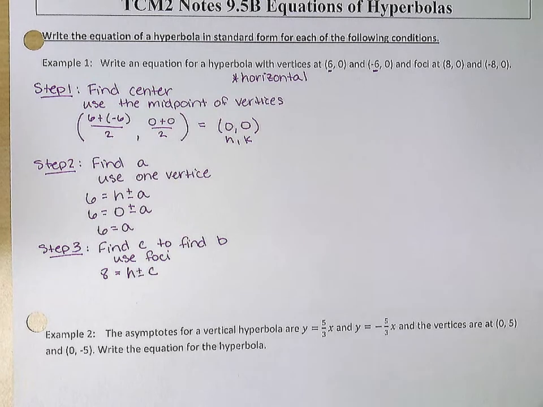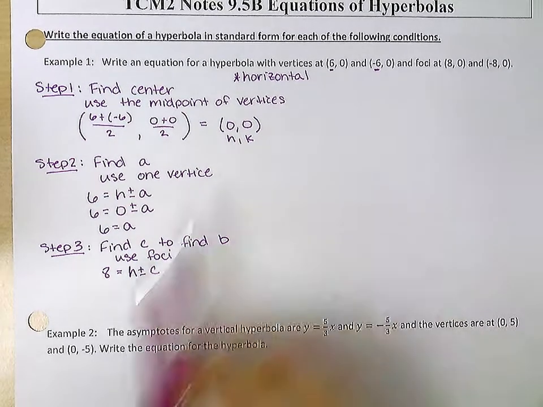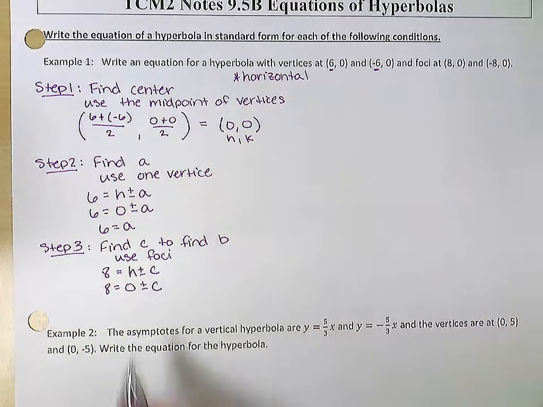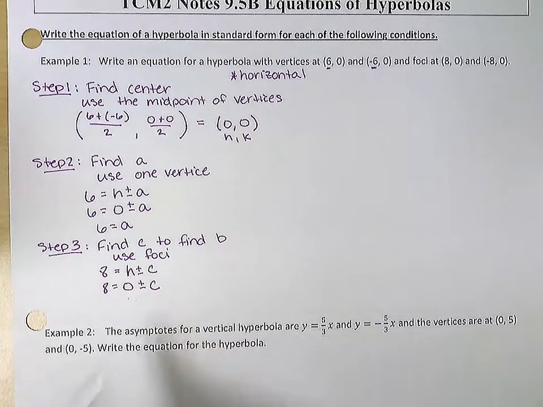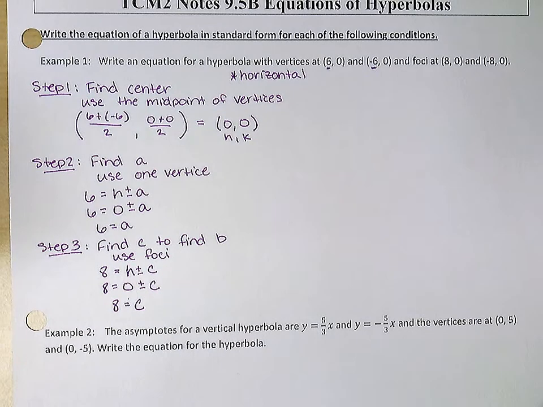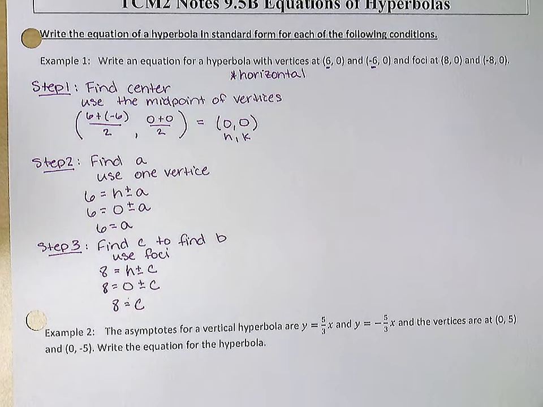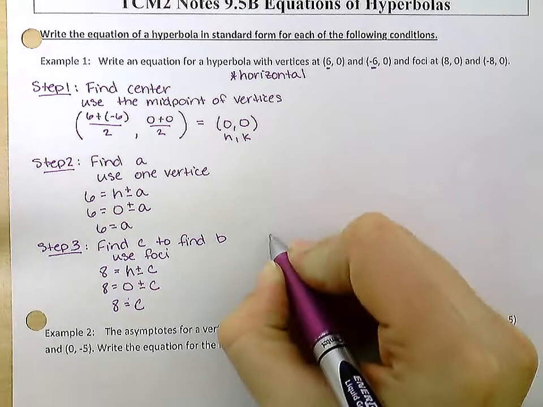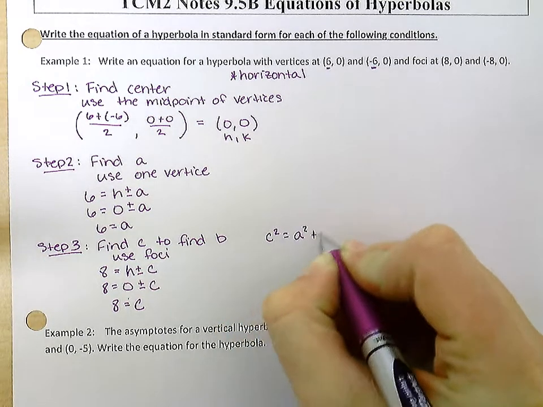Okay, and again, I know what h is from our center. So h is 0, so I would plug 0 in there. And since I'm adding 0 onto c, I do still end up with c. So c will be equal to 8. Now we did this in order to find out what b is, because once I have a and c, I can use that formula from yesterday, which was c squared is equal to a squared plus b squared, to solve for our b value.